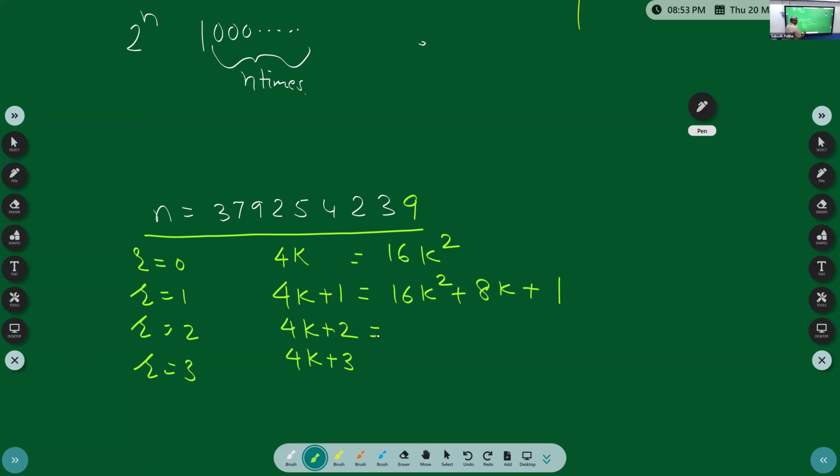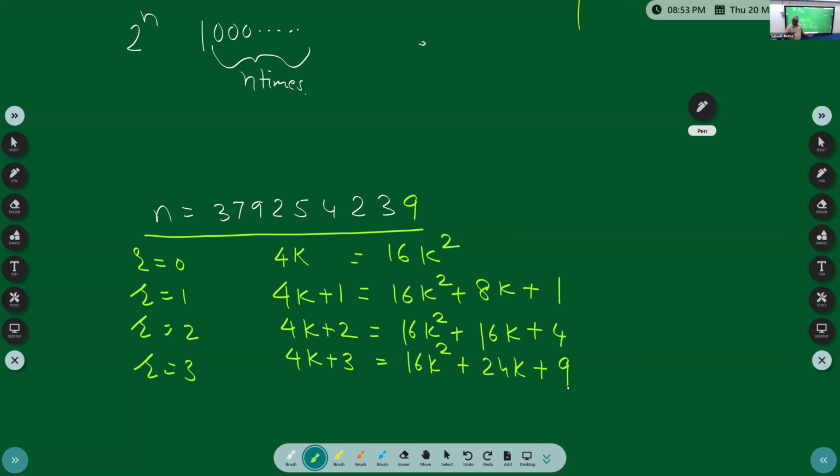What is the square of 4k plus 2? 16k square plus 16k plus 4. And what is the square of 4k plus 3? 16k square plus 24k plus 9. We have got all natural numbers, and we have got the squares of all natural numbers.